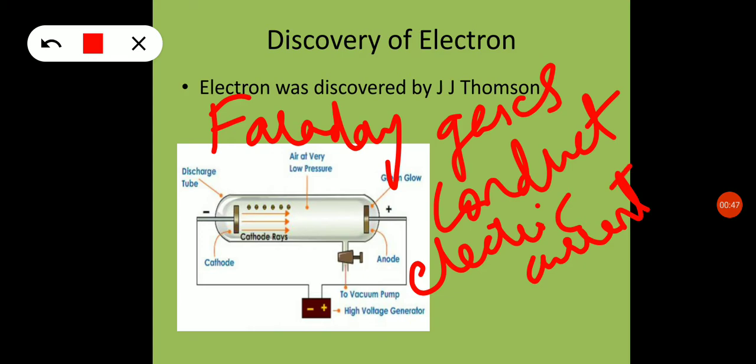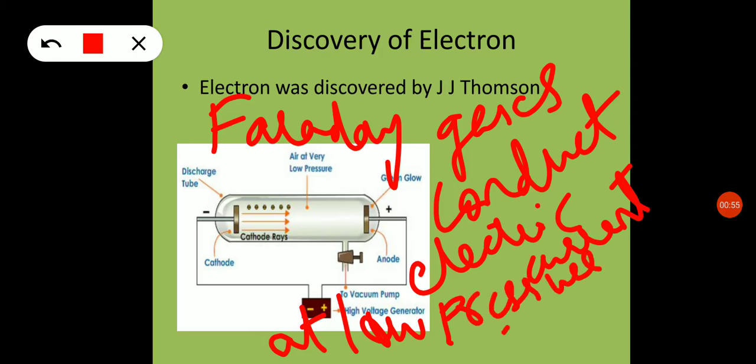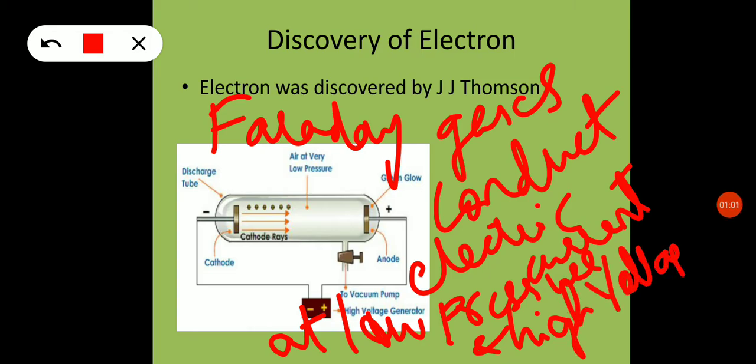What are those conditions? At low pressure and high voltage. So Faraday in his experiment concluded that gases will conduct electric current at low pressure and high voltage. This principle was known to Thomson, so he used Faraday's principle in his experiment.